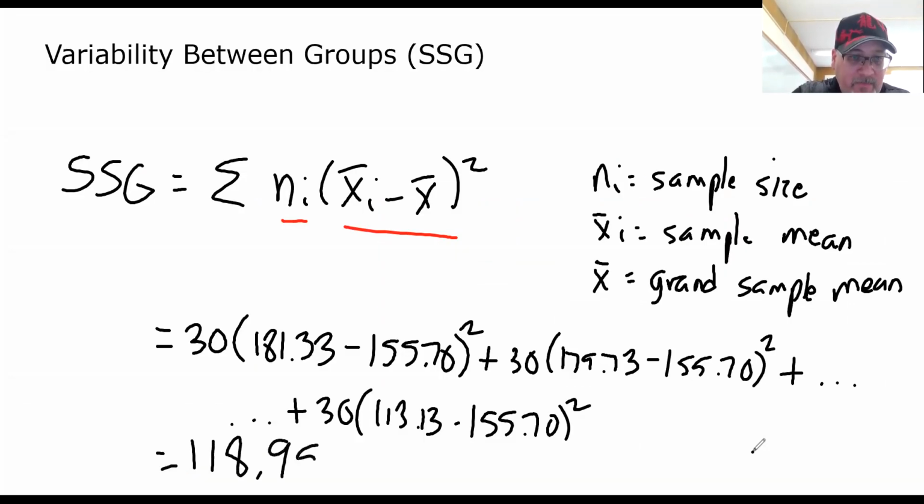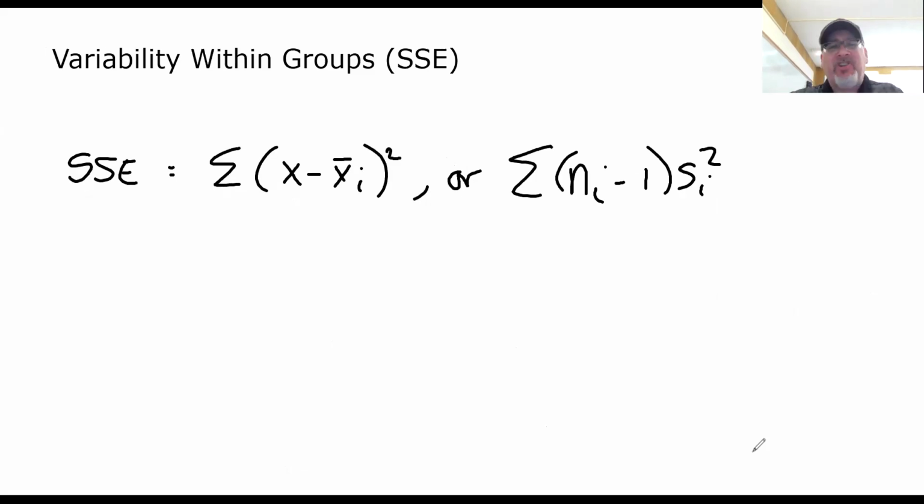118,956. As you can tell, it's a rather lengthy calculation. If we only had like 3 samples, 3 populations, it'd be a lot more manageable. Now, for variability within groups, we actually have a couple of options. The abbreviation for variability within groups is SSE, and E is for errors. And there's actually 2 ways to calculate it.